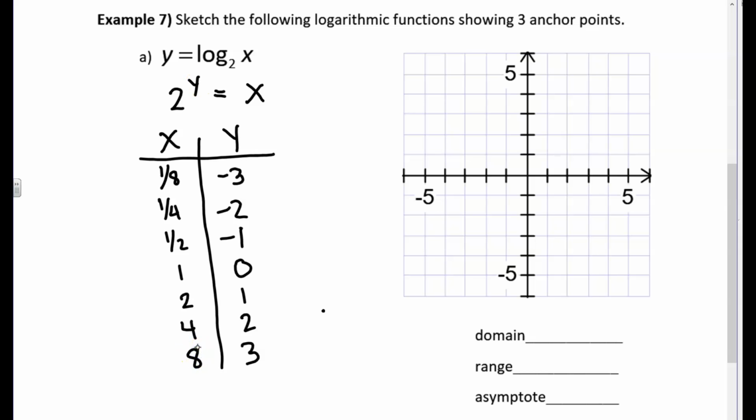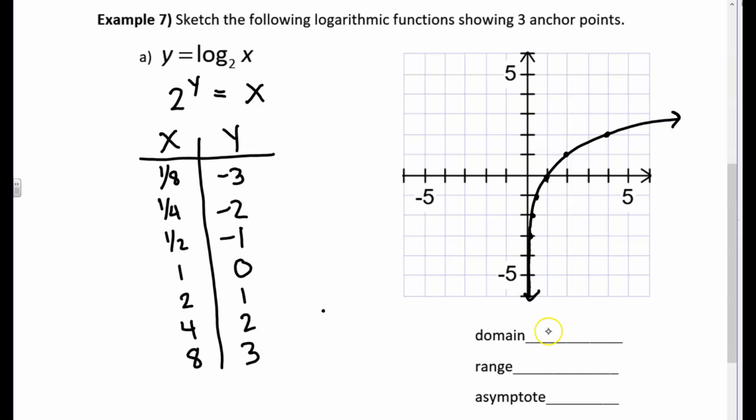Now graphing these, you have to be really careful because you're still reading x then y, even though we plugged in our y values first to figure out our chart here. So I'm going to go to 1/8 and then -3. 1, 2, 3 right here. Boom. And then 1/4, -2. Boom. 1/2, -1. 1, 0. 2, 1. 4, 2. And then 8, 3 is off. So when I then put those together, what I get is this curve here.